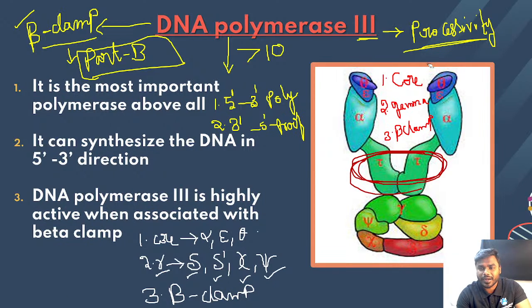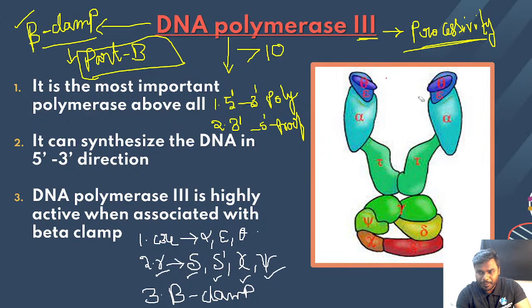All are getting connected to the beta clamp. So I will be explaining one by one. Once again, listen to me. So, sir, what does the core enzyme consist of? The core enzyme is exclusively made up of alpha, epsilon, theta. Now you can ask me, sir, what are the major functions of alpha, epsilon, theta?